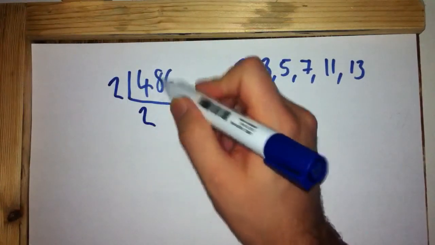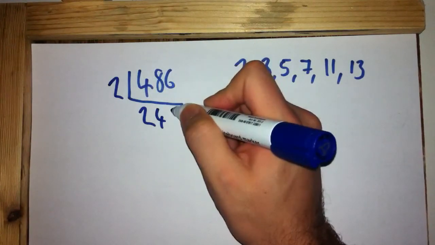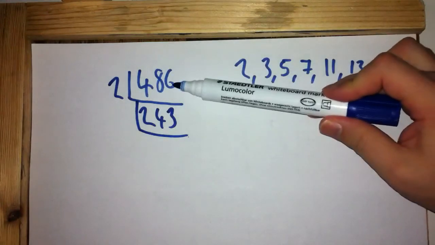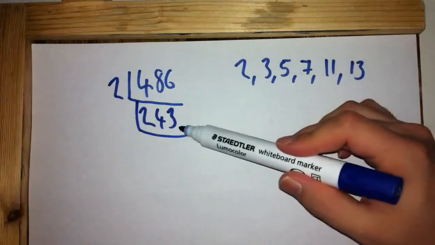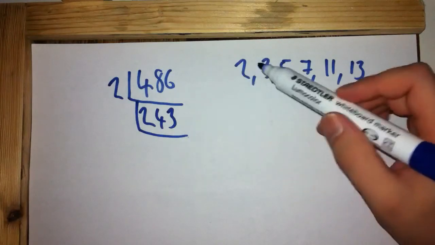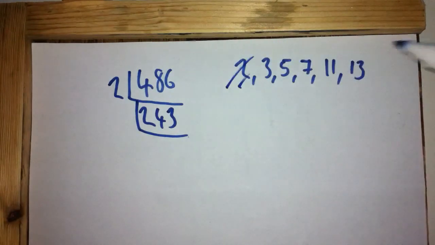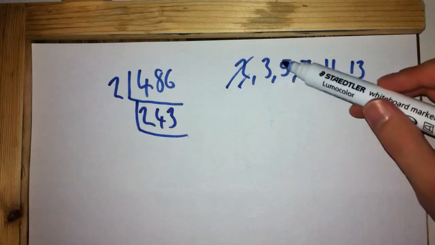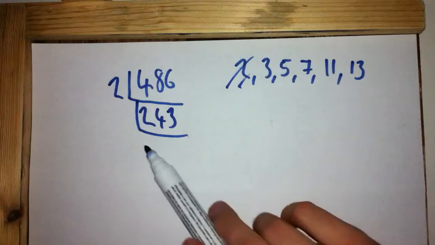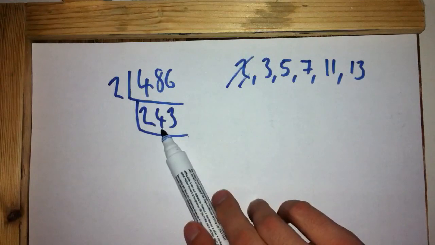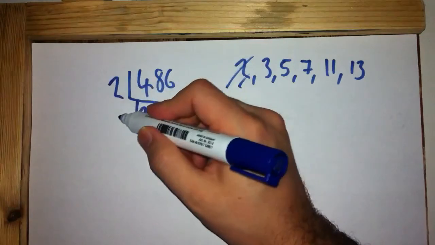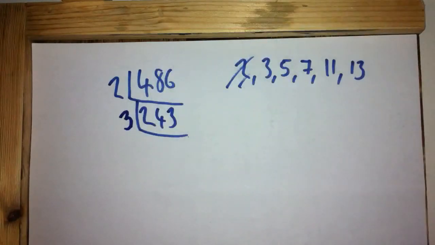2's into 4 go 2, 2's into 8 go 4, 2's into 6 go 3: 2, 4, 3. So that's half of 486. Can I divide that by 2? No, because it's an odd number, so I've got rid of my 2's. Can I divide 243 by 3? Yes, I can. Let's just check. It's 2 plus 4 is 6 plus 3 is 9. That is in the 3 times tables. So we got a 3 there.